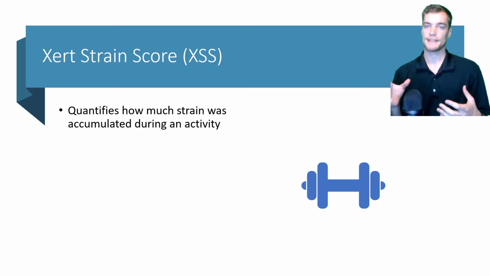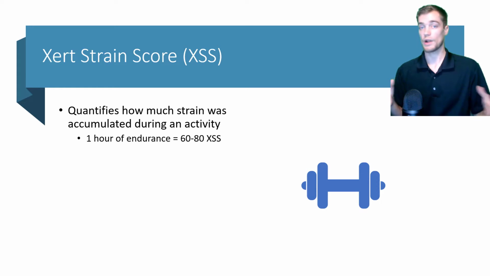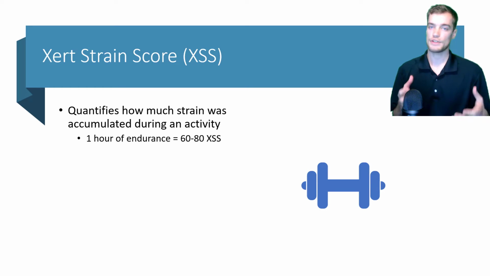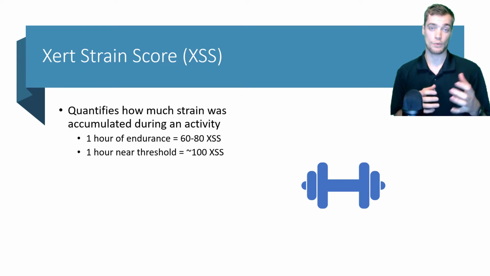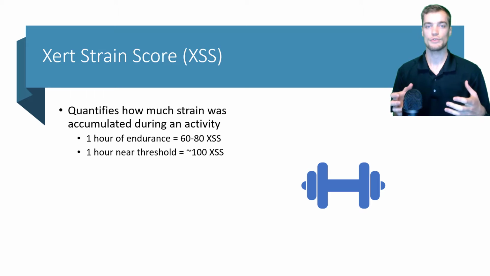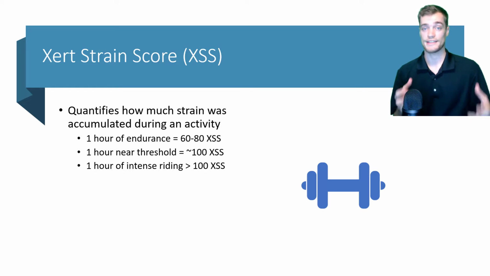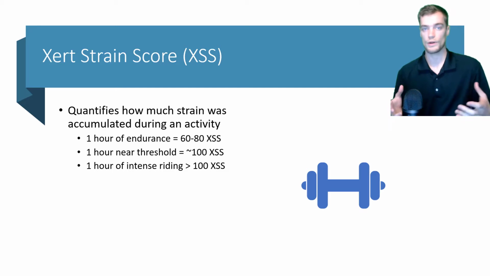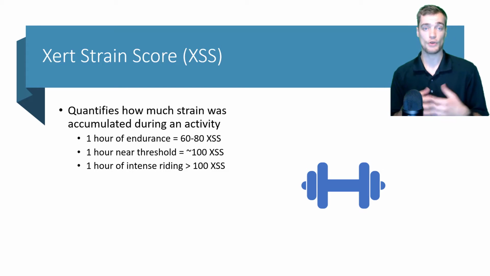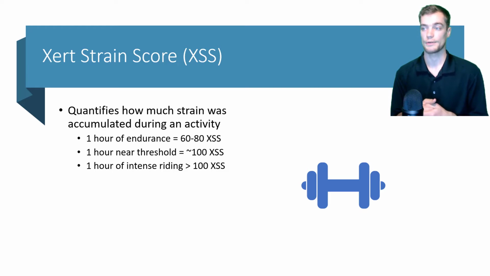And it's important to understand that this number is relative to your own fitness signature. And it's normalized so that for every athlete, regardless of their fitness signature, an hour of endurance paced riding for them will be somewhere around 60 to 80 XSS. An hour of riding right at or just below your threshold will yield you about 100 XSS. And lastly, an hour of very intense riding, so whether that's a crit or a Zwift race or a hard group ride or a hard workout, you might find that that yields over 100 XSS in a single hour.